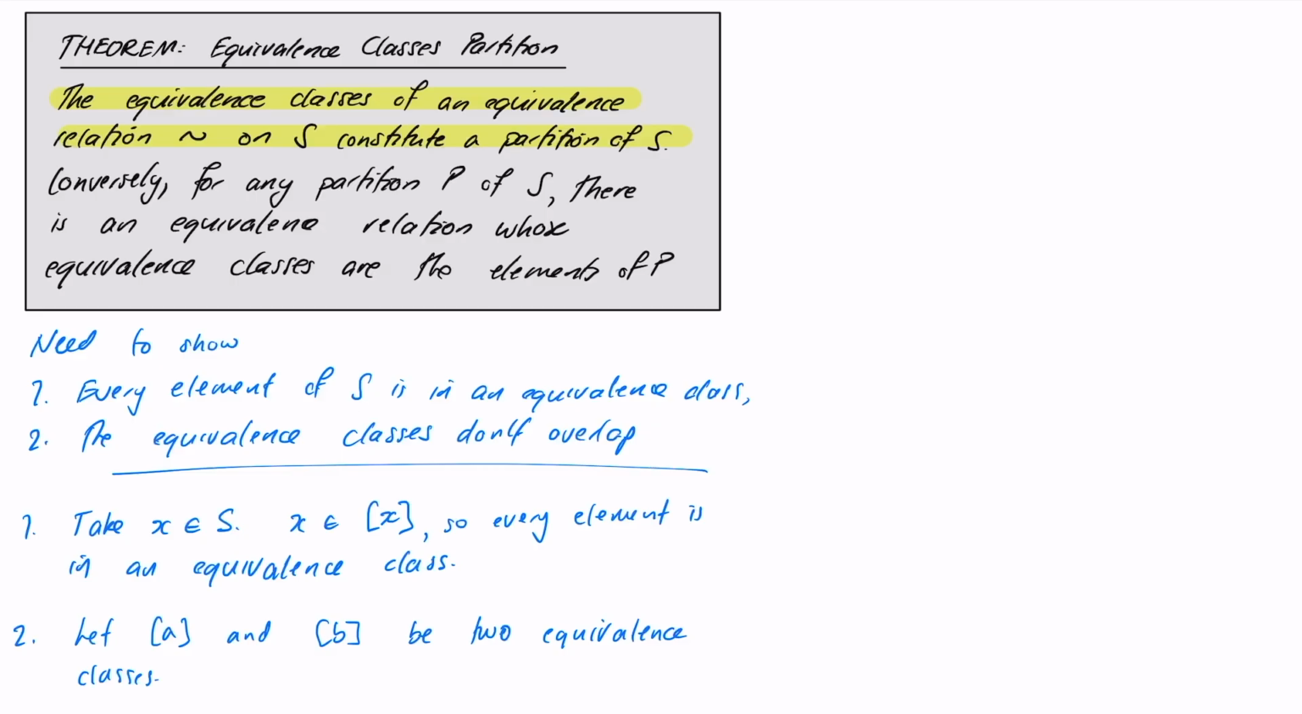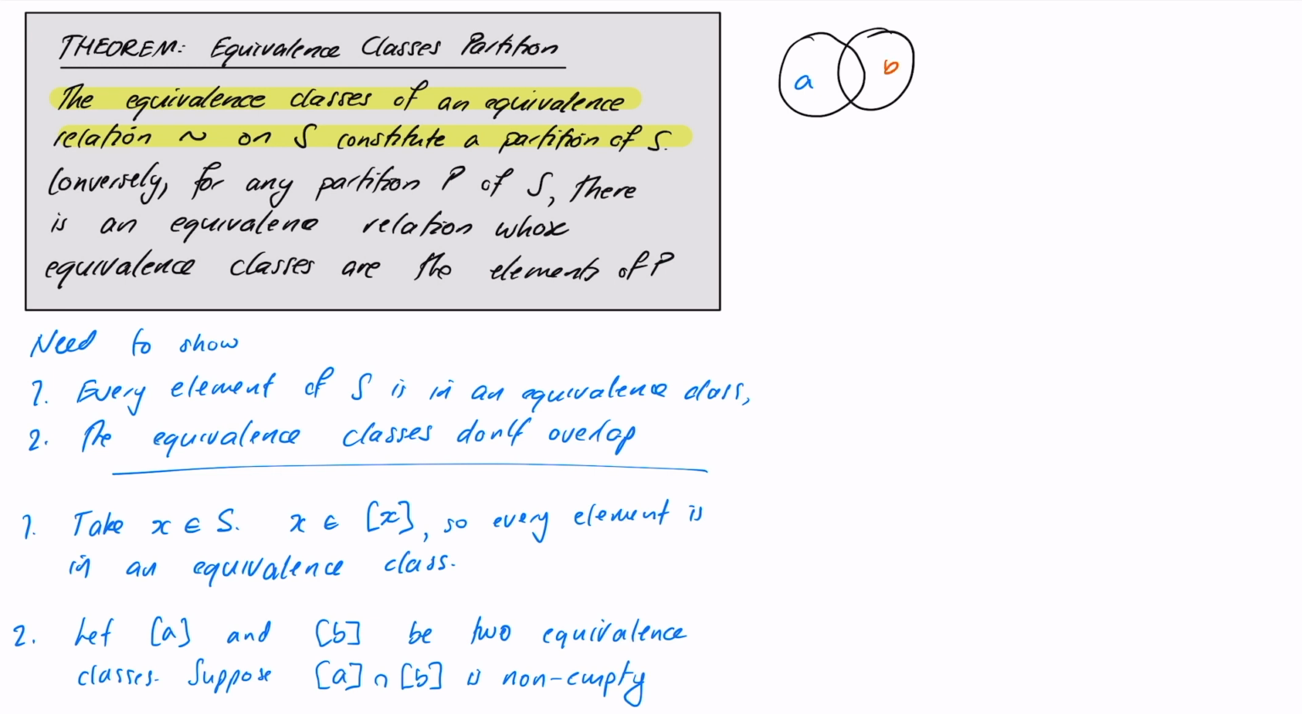So suppose the two overlap, which in set notation means suppose the intersection of those equivalence classes is non-empty. Okay, so you're imagining a picture a bit like this with a Venn diagram. Here would be A, this would be B.